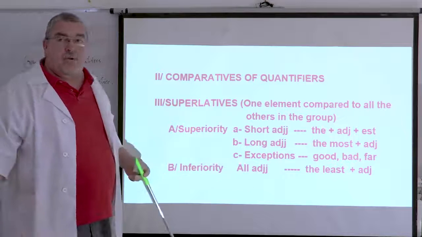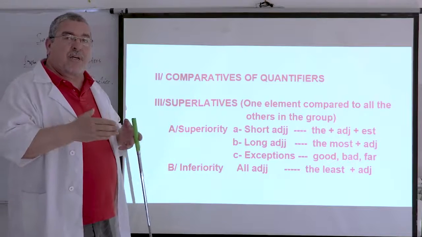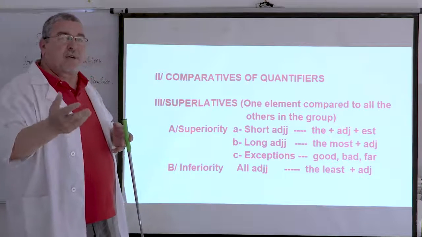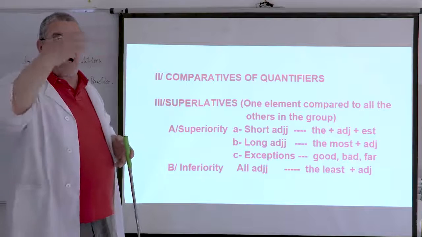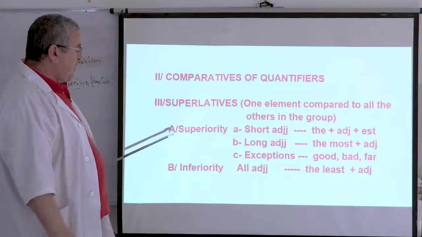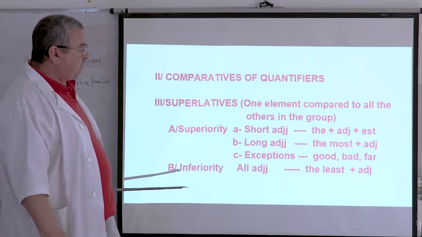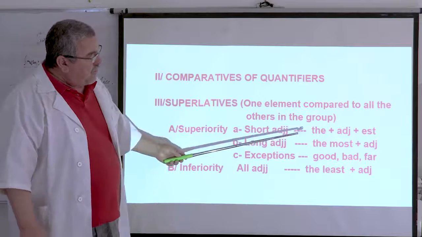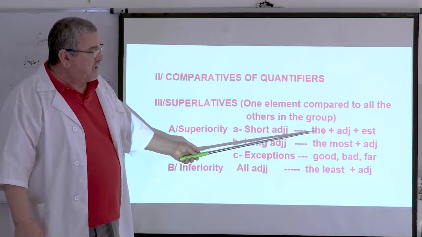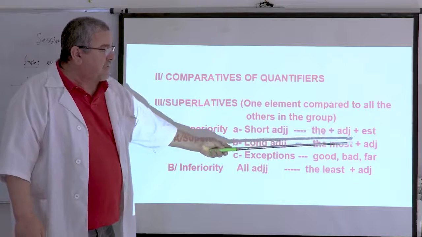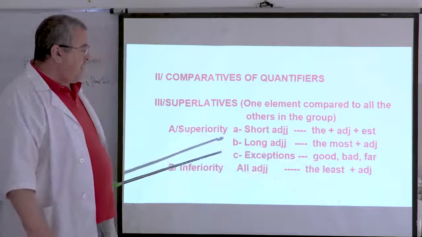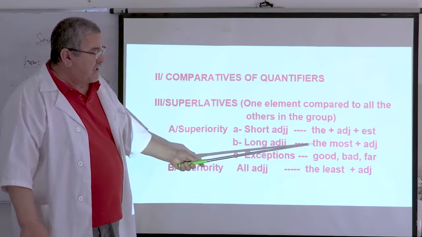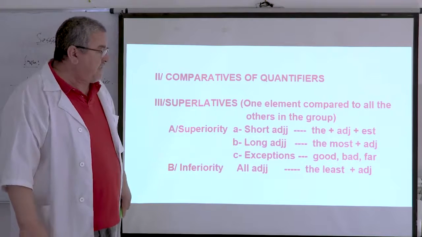That is, you compare, for example, one person to all the other persons in his family, in terms of age or height or whatever. So A, superiority, with short adjectives first, which is on this pattern: the plus adjective plus est. B, long adjectives, which is the most plus adjective.